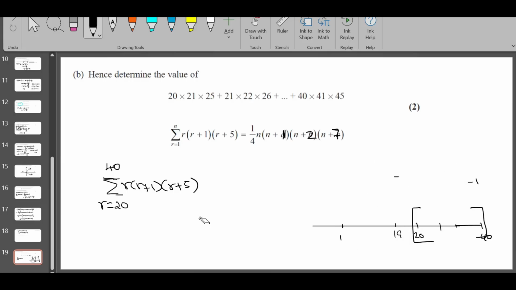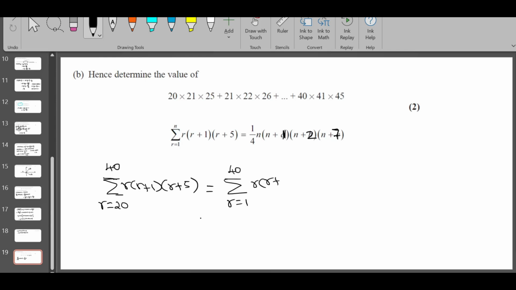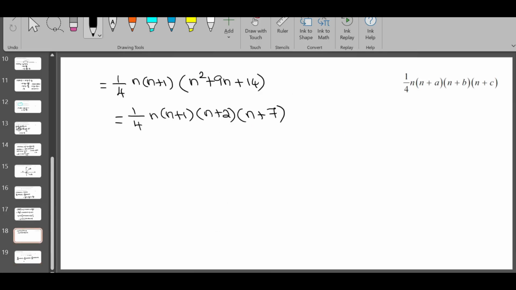So that's what I'm going to do. Why are we writing it this way? Because the lower limit has to be 1 to apply this form. So I'm going to write it as sigma r is equal to 1 to 40, r times (r plus 1) times (r plus 5), minus sigma r is equal to 1 to 19, r times (r plus 1) times (r plus 5). Now let's use the result from here. It's 1 over 4 n times (n plus 1), (n plus 2), (n plus 7).